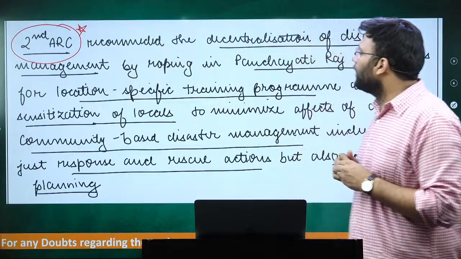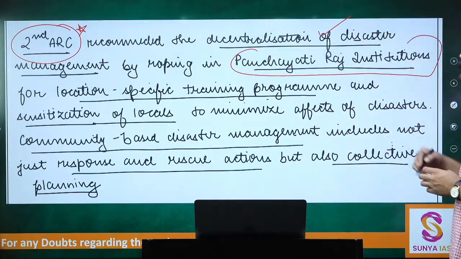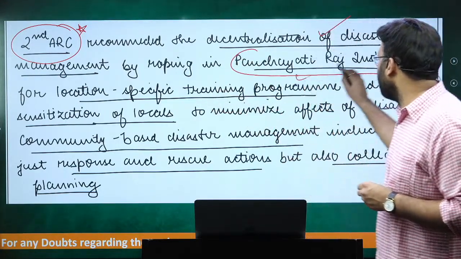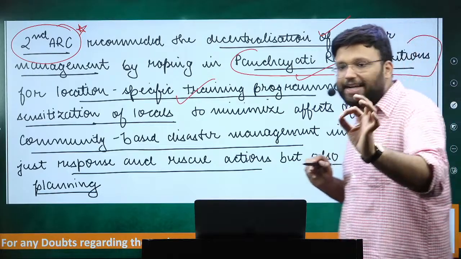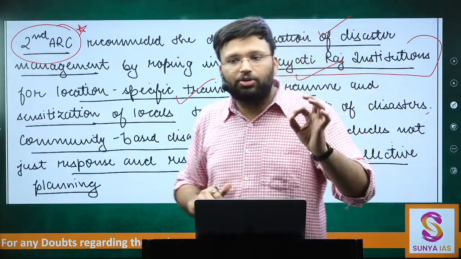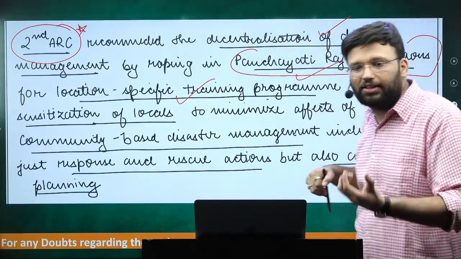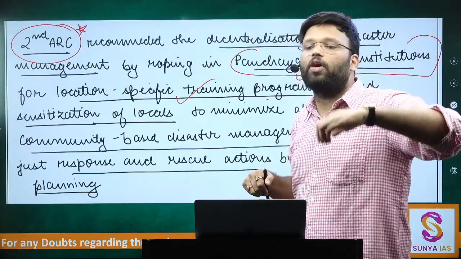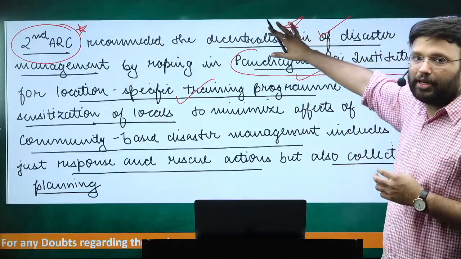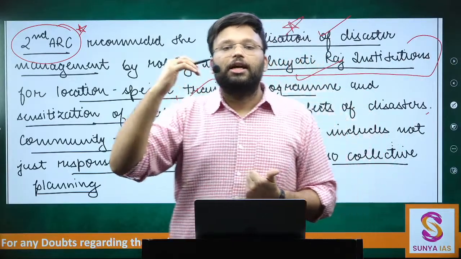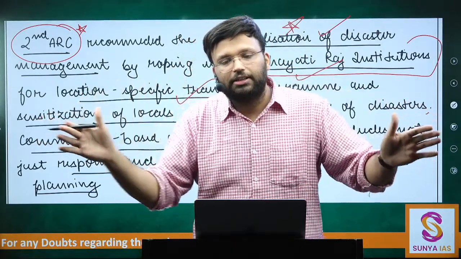Second ARC recommended the decentralization of disaster management by roping in the Panchayati Raj institutions for location specific training programs and sensitization of locals to minimize the effects of disaster. Excellent definition. Excellent. Why am I using the word excellent? If you see, the candidate is constantly using keywords specific to the demand, that is, the role of community centric disaster management. So they have used decentralization of disaster management. Why decentralization? Because a community specific approach towards disaster means that you are using the whole of the pyramid approach.